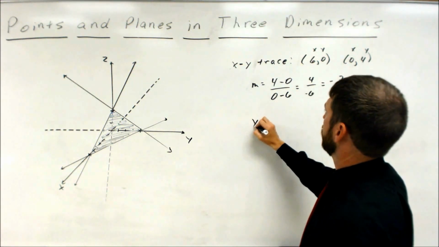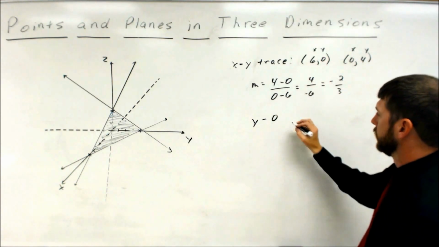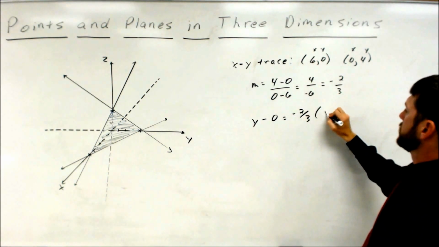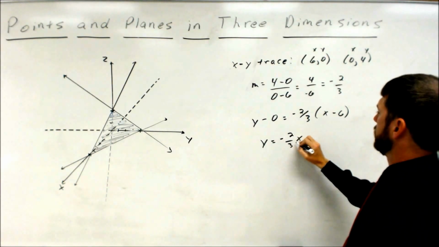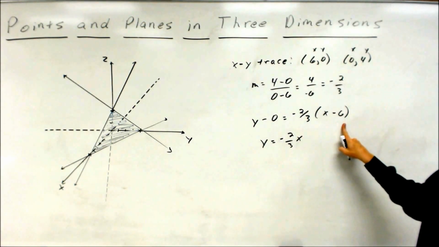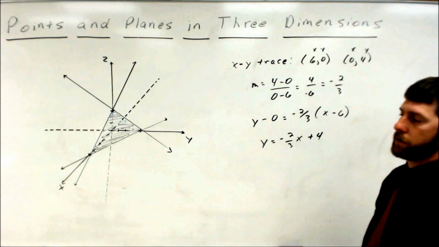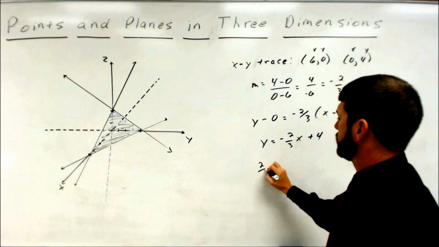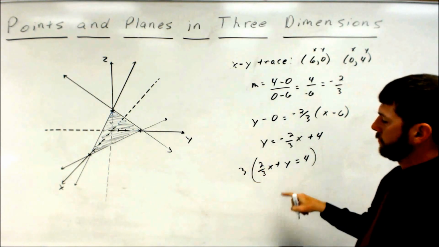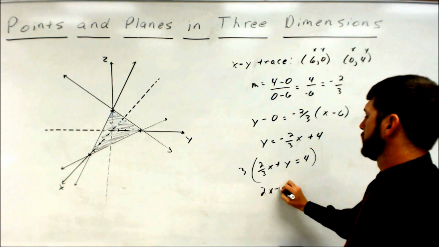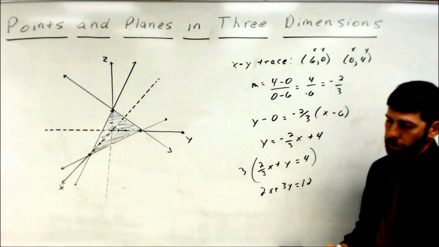Put that into slope-intercept form. Y minus y1, and it doesn't matter which y you use, I'm going to use that one because it's a 0, equals the slope times x minus the x coordinate. So y equals negative 2/3 x. 2/3 times 6 is good. A negative makes it positive, 4. And then we go through and we just get everything back on the same side together. So we get 2/3 x plus y equals 4. Let's distribute that 3 to get rid of that denominator. So 2x plus 3y equals 12. There's your xy trace.